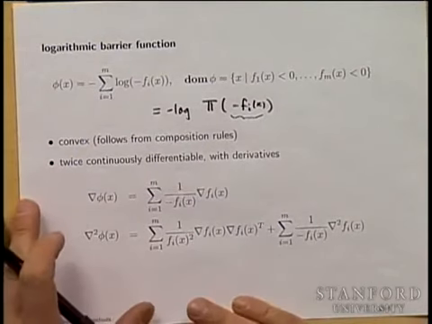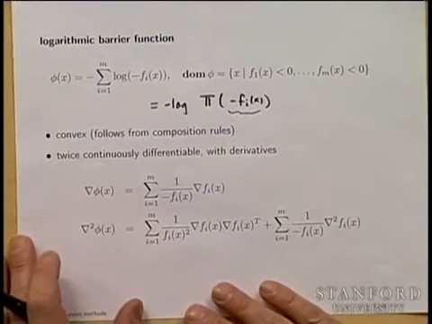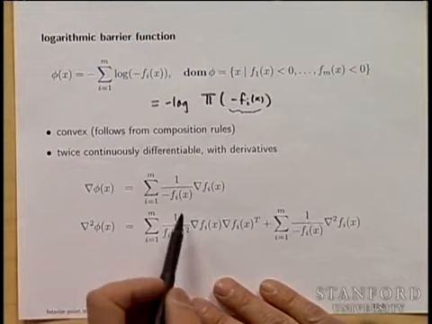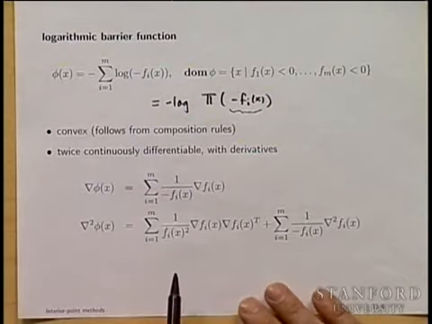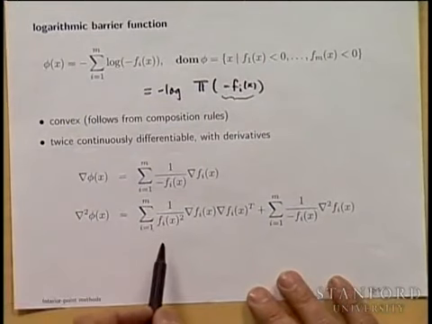For the record, we'll work out what the derivatives are. The gradient is simply this, because that's just a composition rule for the log. And the Hessian looks something like this.